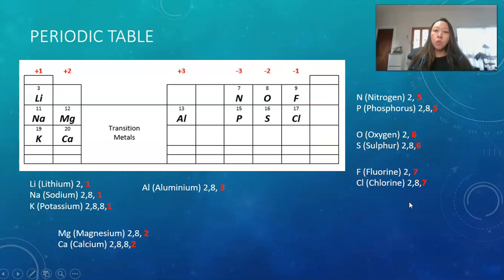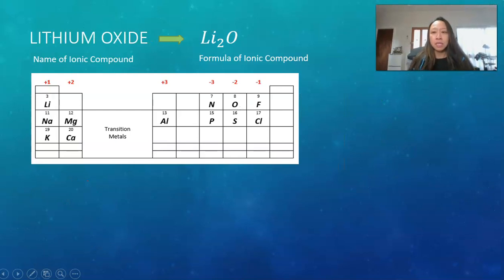Once we understand this at the back of our heads, let's try to do some exercise. This is what was stated just now: lithium oxide. That's the name of the ionic compound. I know the answer is given here, but what are the steps that we have to take to go from here to here?